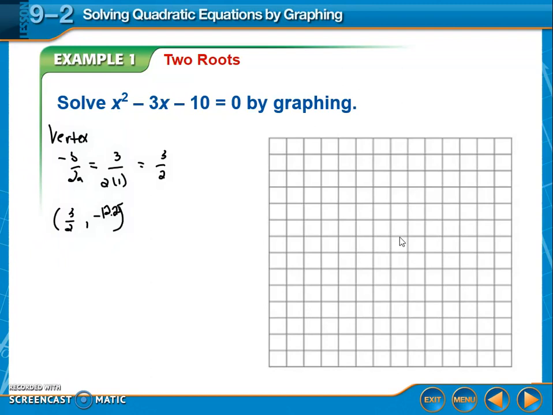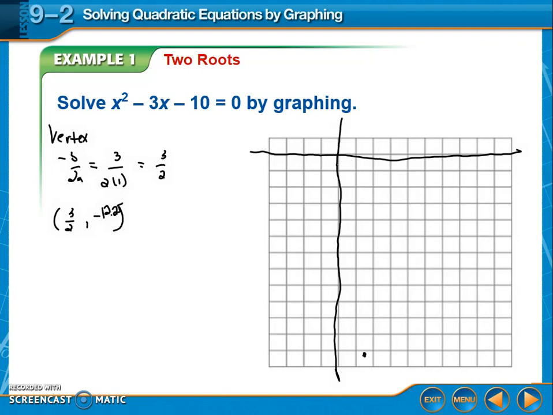So I want to have at least 12 boxes below, or 13. 1, 2, 3, 4, 5, 6, 7, 8, 9, 10, 11, 12, 13. Okay, so I'm going to draw my axes here. I have the point 3 over 2, so that's 1.5, and then it goes down 12.25. So that's going to be about there.